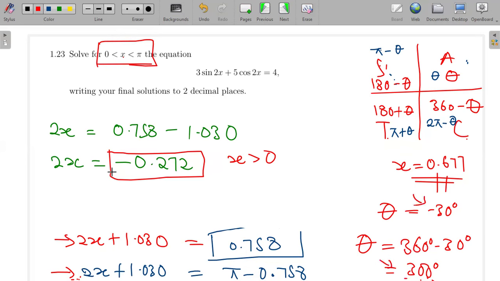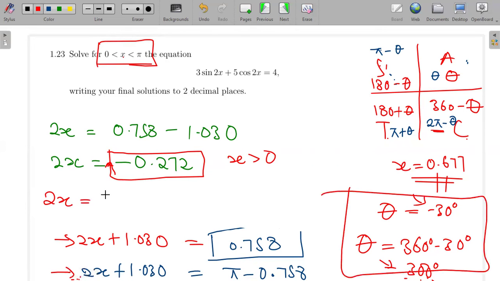So even this one here, it's negative, right? So meaning I'm going to introduce 360 in front here. But here I'm dealing with radians. So my 360 is the same as 2 pi. So this one will be 2x is equals to, I'm trying to change this negative angle to a positive angle, just like I did here. So it will be 2 pi minus this.